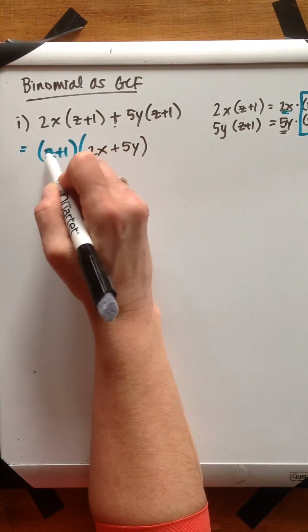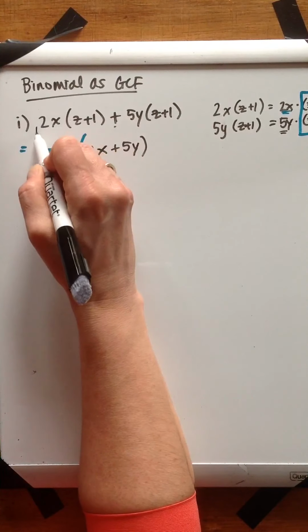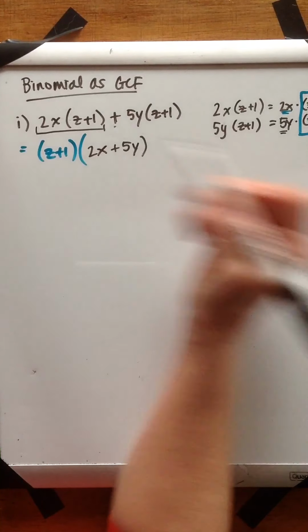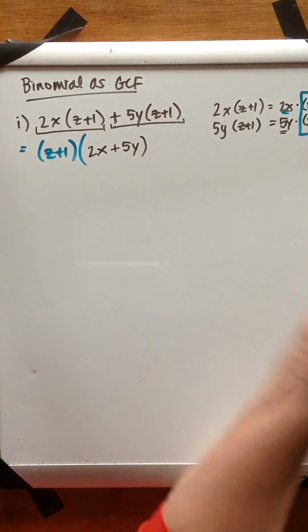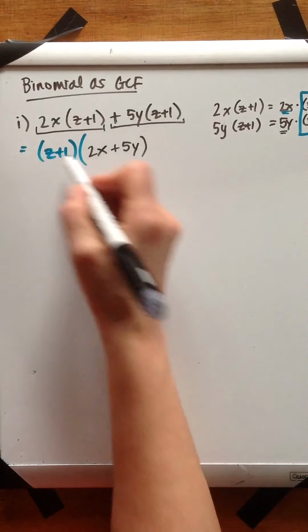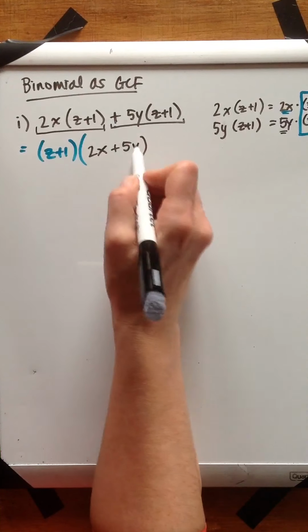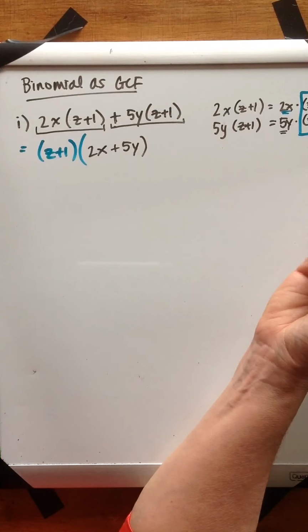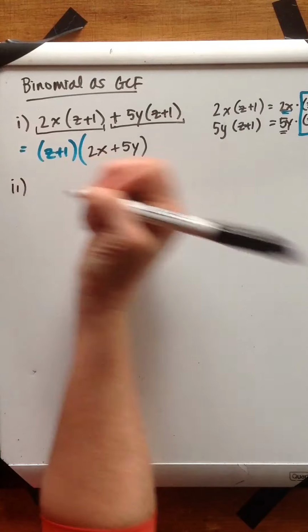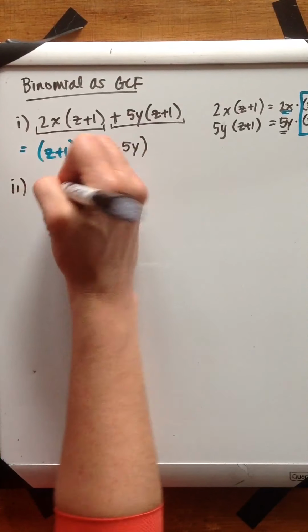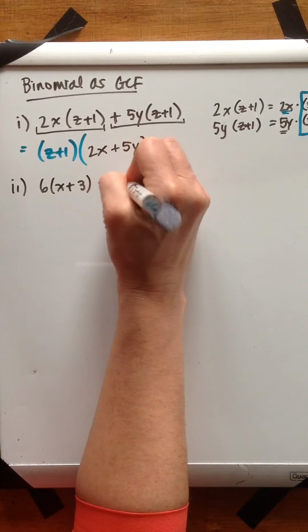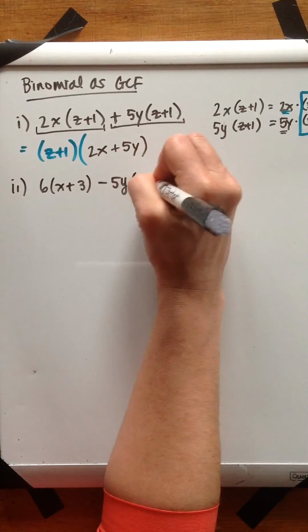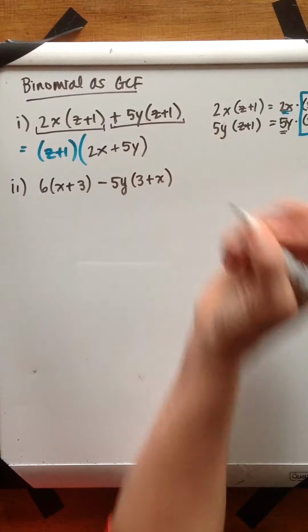And you can check, if I do z plus 1 times 2x, I will get this portion of the question. And if I do z plus 1 times 5y, I will get this portion of the question. So again, you can check your answer simply by distributing to see if you get the original question. Let's try another example. 6 times x plus 3 minus 5y times 3 plus x.